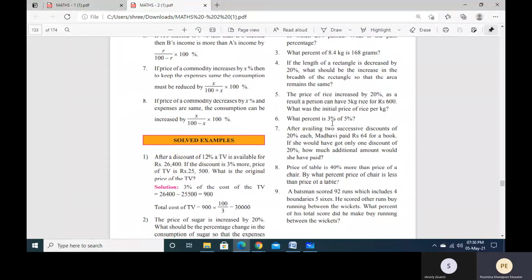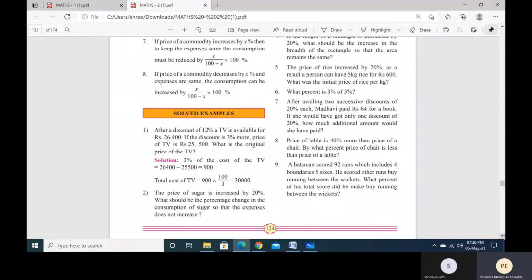Now, what percent is 3% of 5%? So you have to take x percent is equal to 3% of 5% and find that x. Okay?